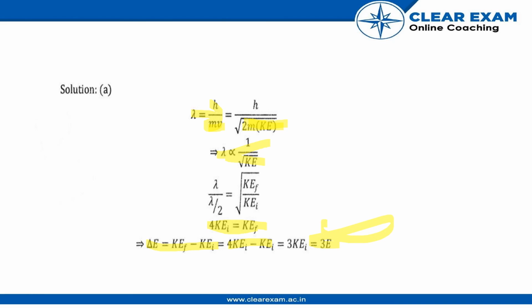So if you reduce the de Broglie wavelength from lambda to lambda by 2, the energy will change from E to 3E. So our answer will be 3E.